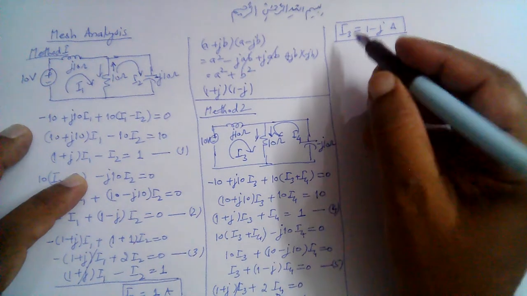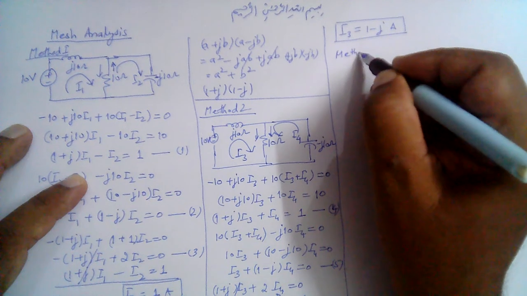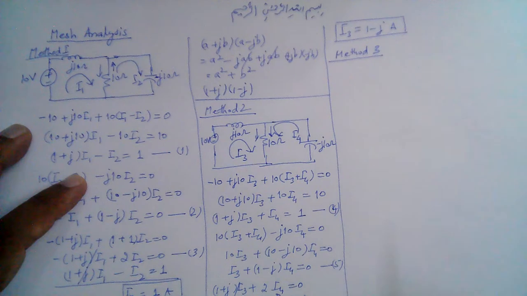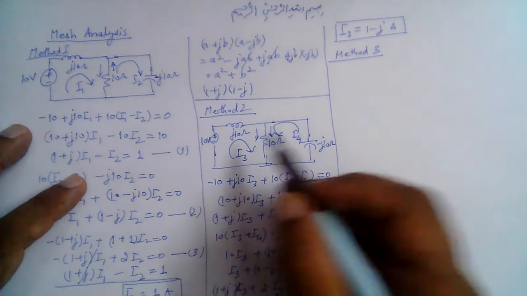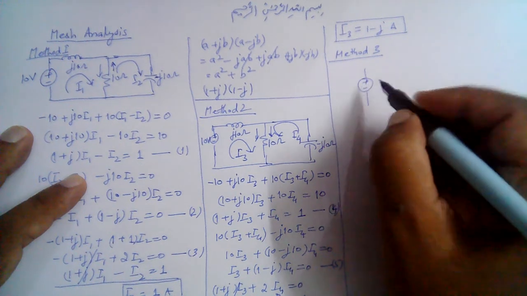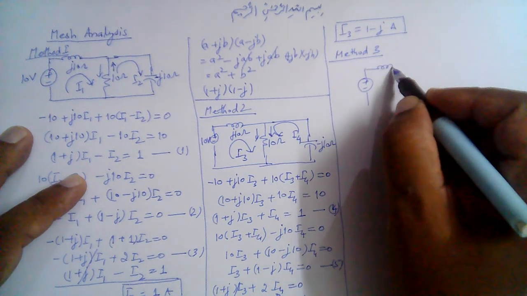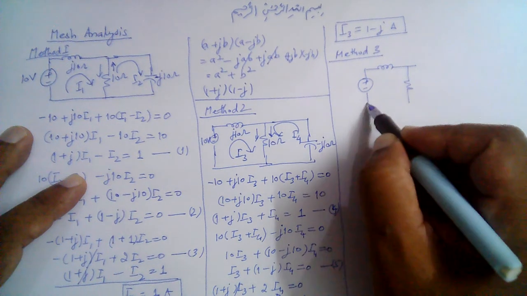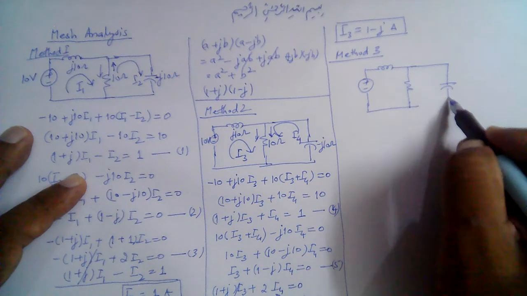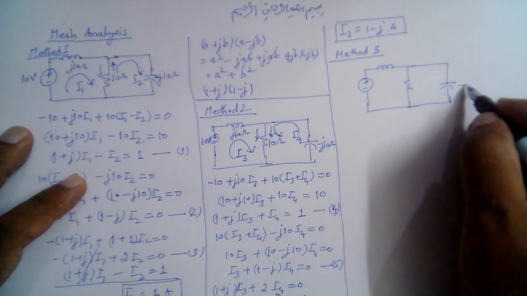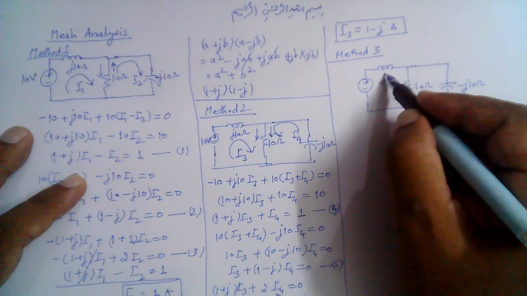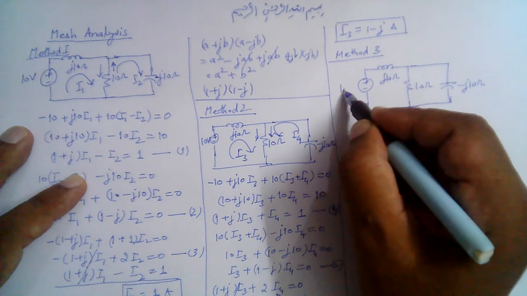Still, we can solve it by many other methods, but one other method that is interesting to illustrate is the use of an outer loop. So let's suppose, let me redraw this circuit here. So this is J10, this is 10 ohm, this is minus J10 ohm, this is 10 ohm, this is J10 ohm, this is 10 volts.